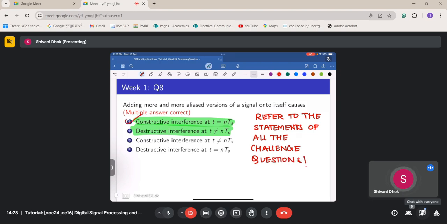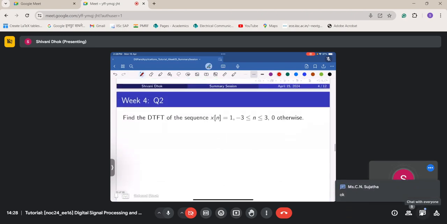It's there in your notes. It's there in the week 1 lecture. So just look at these kinds of statements. These can come in your MCQs. I don't know if they will come, but they may. Okay, so now let us move on to the next question.